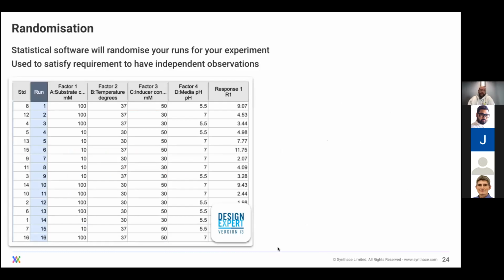Moving on to randomization. Randomization in statistics satisfies the requirement to have independent observations for your experiment. As we mentioned earlier, looking at our 3 buckets of factors, randomization of the experiment run order reduces the chance that you attribute something like warming up of an incubator at the start of the day with the impact of changing a factor under investigation from a high level at the beginning of the day to a low level at the end of the day. The statistical software will randomize the runs for the experiment. Here we can see the randomized run order of an experiment specified in Design Expert.